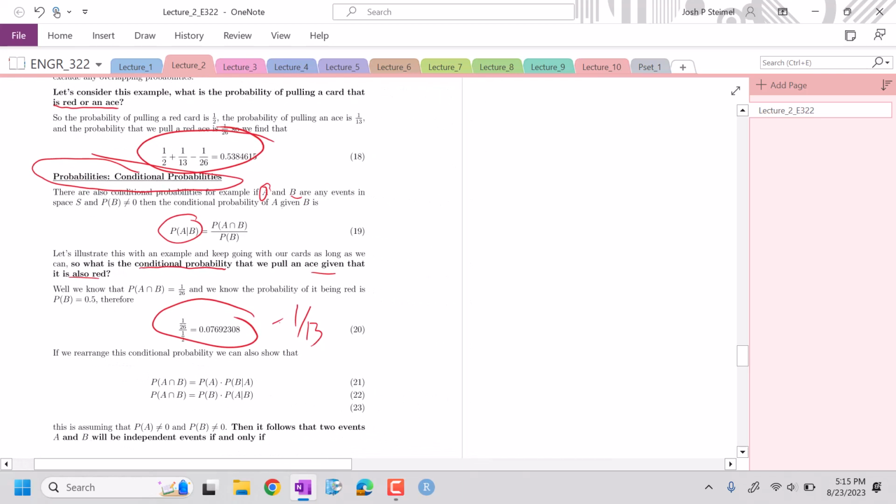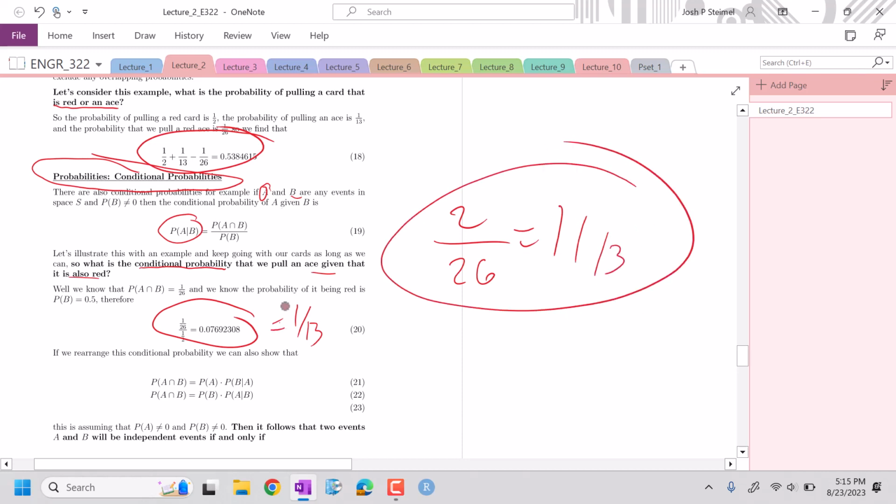You could also logic this out. What is the probability of A, that our card is an ace, given that we've pulled a red card? If we pulled a red card, we know that there are 26 red cards, and 2 of them are aces. So we can logic out that it should be 1/13, which is the same here. So you can use this general formula: the probability of A and B happening over the probability of B, and vice versa.